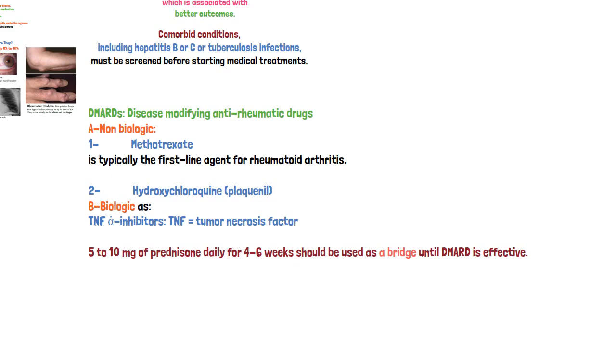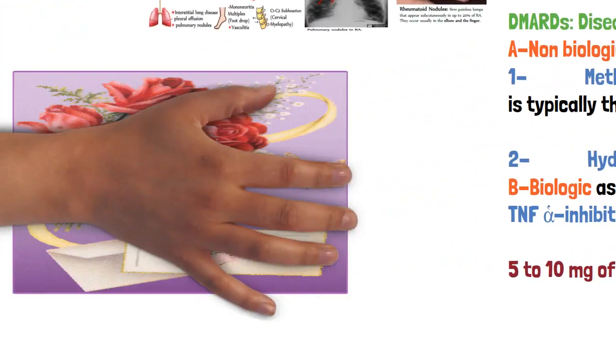Finally, I want to emphasize that rapid diagnosis of rheumatoid arthritis allows for earlier treatment within 3 months of diagnosis with DMARD, which is associated with better outcome.